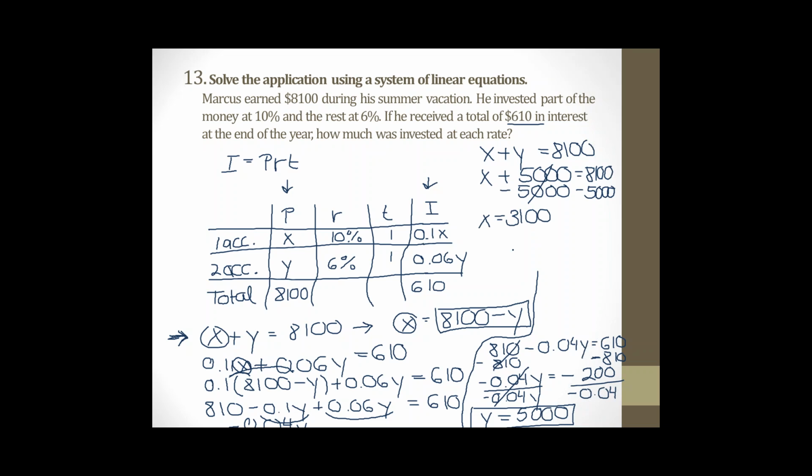Okay, referring to the problem now. This means that my first account, which was at 10%, so that was X, the principal that Marcus put in that account was 3,100. And then in the second account, which was at a rate of 6%, the amount he put in that account was 5,000.